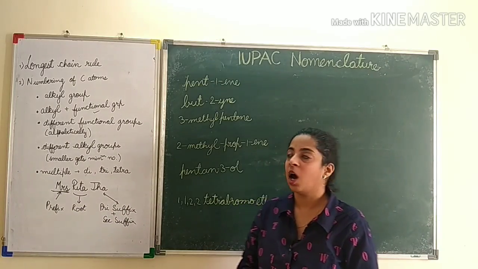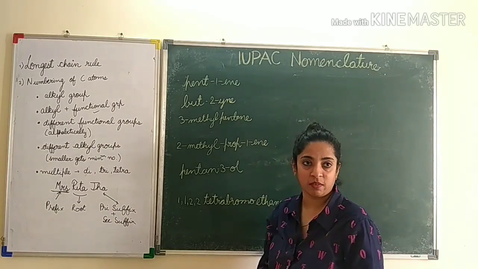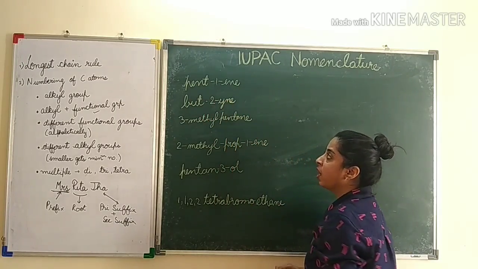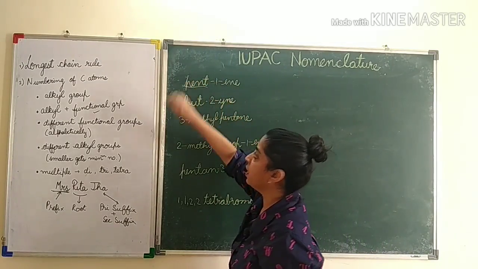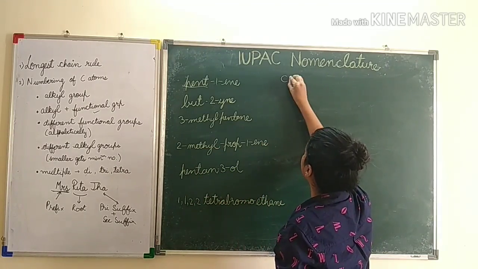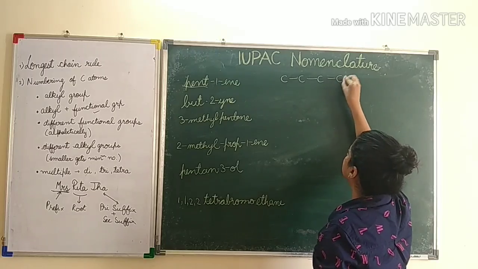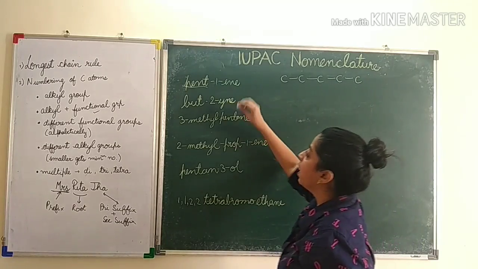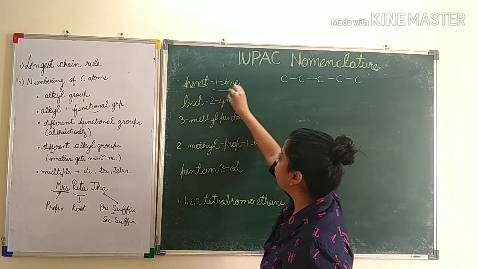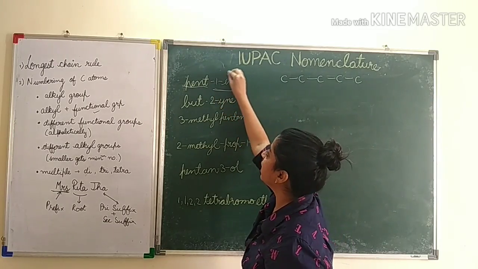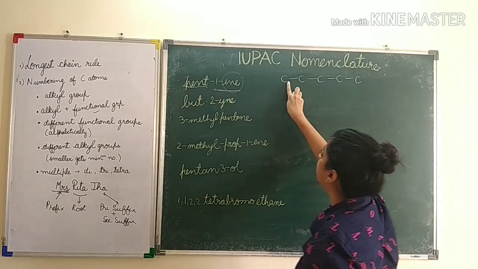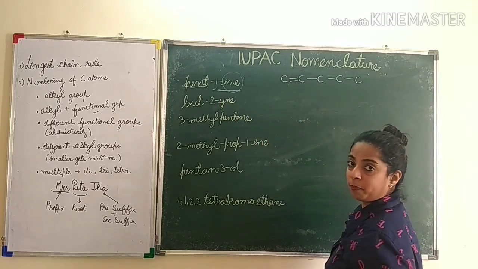Now let's see how you will draw the structure when names are given to you. So students, just when name is given to you, first find out the root. Okay, pent. So you know it is made up of 5 carbon atoms. So just make 5 carbon atoms and join them by single bonds and then check if there is any suffix. So here it is given 1-ene. So there is ene. Ene is the suffix, means double bond, and it is present at 1. So at 1 position you will draw a double bond.